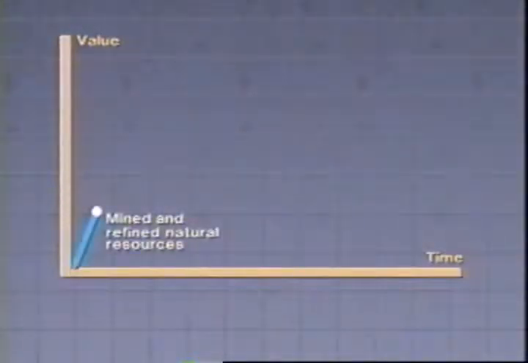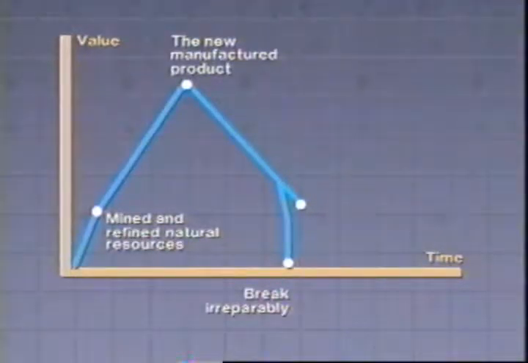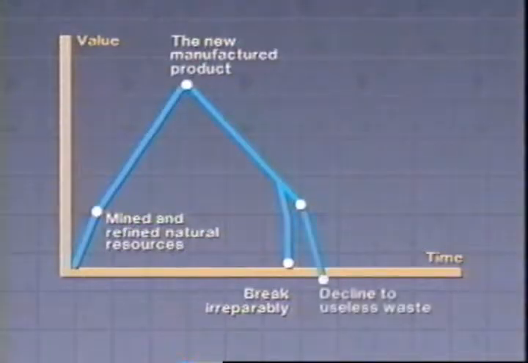This graph represents value in the vertical axis and time on the horizontal axis, and everything that has ever been made could be represented by this graph. Raw material itself starts off with a certain value, which increases as it is made into a product. Over a period of use, it wears out or goes out of fashion until it declines to a value roughly the same as it started with. It could, of course, break irreparably before that point and its value would plunge. Or it could simply decline still further and become useless waste.